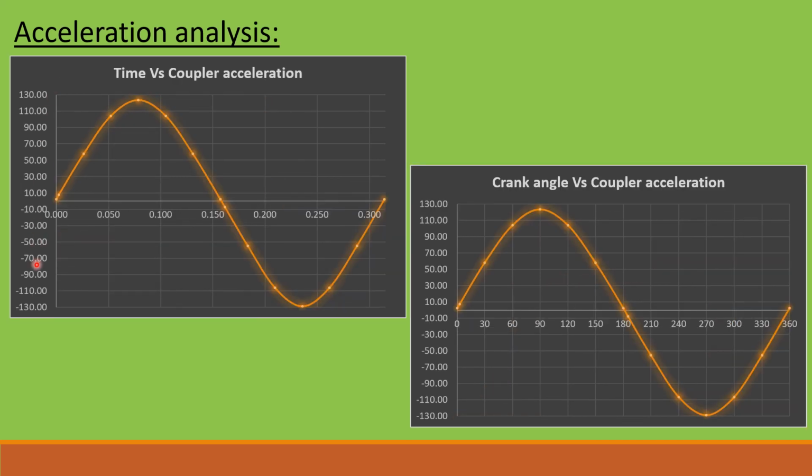Here on the vertical axis we plotted coupler acceleration and on the horizontal axis time in seconds. So the graph looks like this. And here on the right side we plotted crank angle on the horizontal axis from 0 to 360 degrees at an interval of 30 degrees, and the coupler acceleration on the vertical axis, and the graph looks like this. Exactly at 180 degrees graph turns into opposite, from positive to negative.